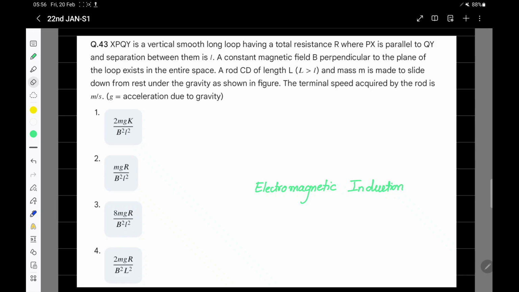A constant magnetic field B perpendicular to the plane of the loop exists in the entire space. The rod CD of length capital L greater than small l and mass small m is made to slide down from rest under gravity as shown. The terminal speed acquired by the rod is.